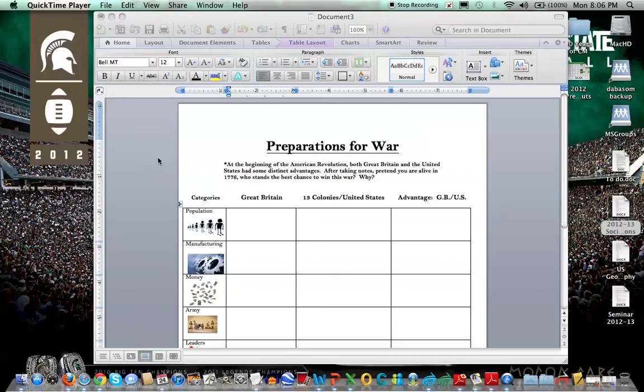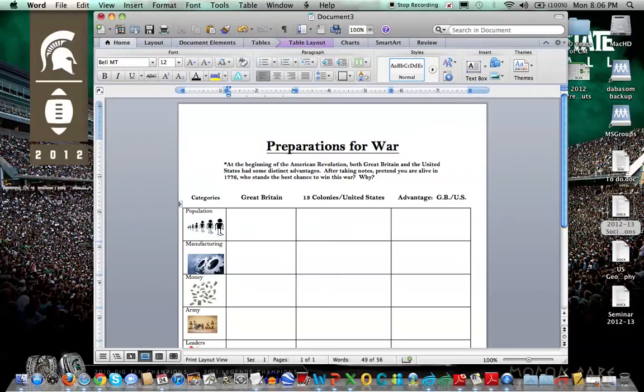Alrighty, here we go. Preparations for war. Your sheet should look something like this. Today, the notes that I'm going to go over with you are basically going to give you a tale of the tape, as I like to say, which means that we are going to get a snapshot prior to the American Revolution of who is supposed to win.